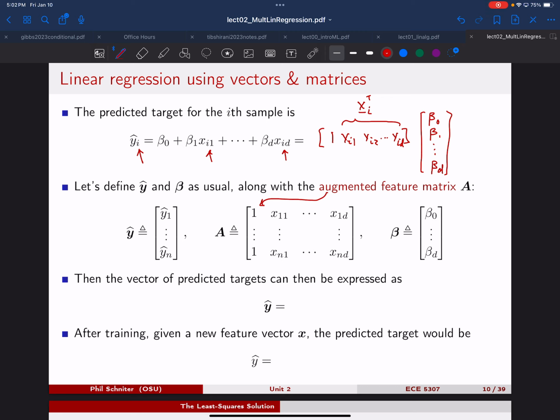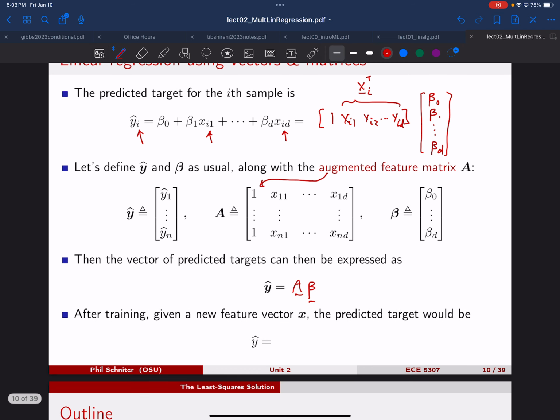Okay, let's think about this. If I did beta times A, let's think about how the dimensions work out. This is a column vector, and this is a matrix. That doesn't work. Yeah, exactly. A times beta. This is an example where the order really does matter. You write it one way, it's just invalid, and the other way is exactly what we want. Okay, so this is our prediction. Our prediction is simply A times beta.